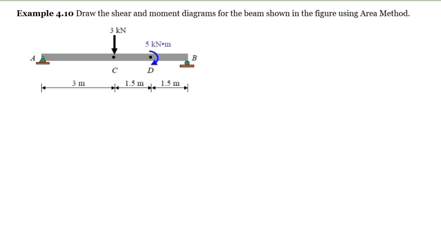So, ano-ano ba yung mga reactions natin dito? We have the hinge at A. So, meaning we have here the AY, and we have the AX. And at B, since this is a roller, we have the BY.